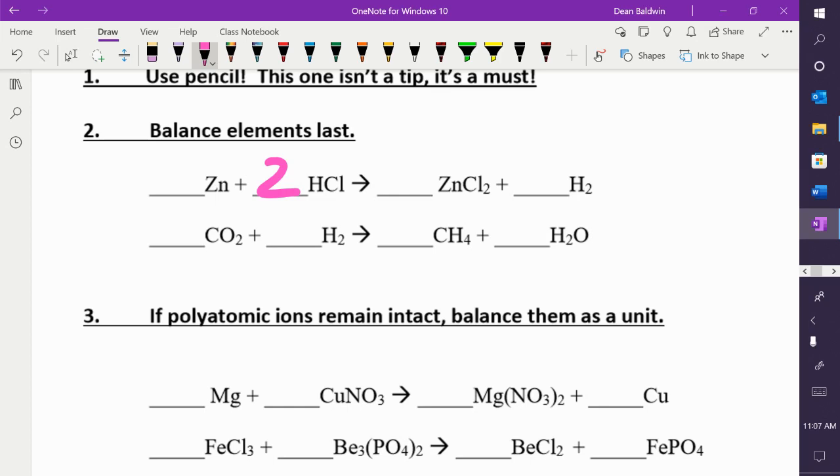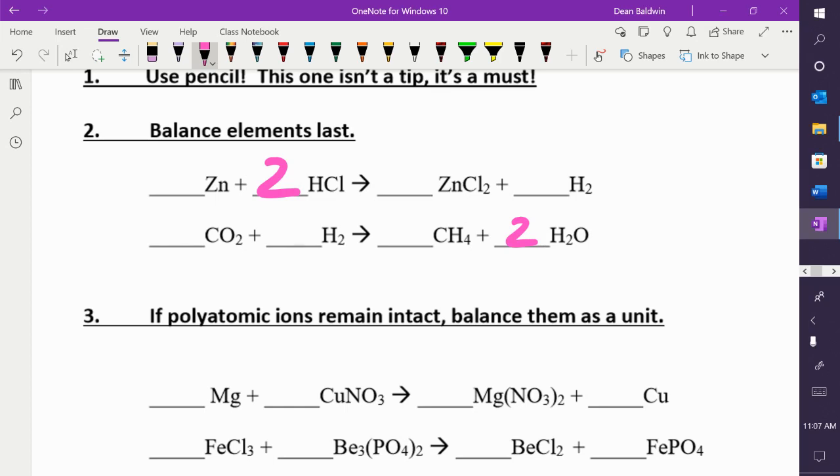Do you want to balance the hydrogens first? Yes. Balance the oxygen. Leave the hydrogen to the end because it's a pure element here, right? We can manipulate that without affecting anything else. So I'm going to balance the oxygens. I have 2 on this side. I have 1 on this side. So what do I do? I'm going to put a 2 there. Now the oxygens are balanced.